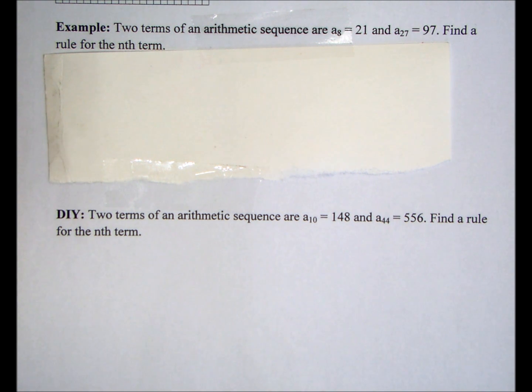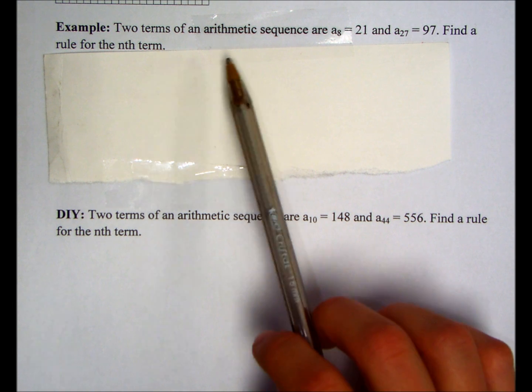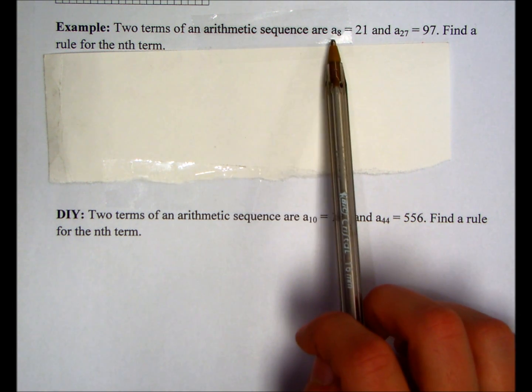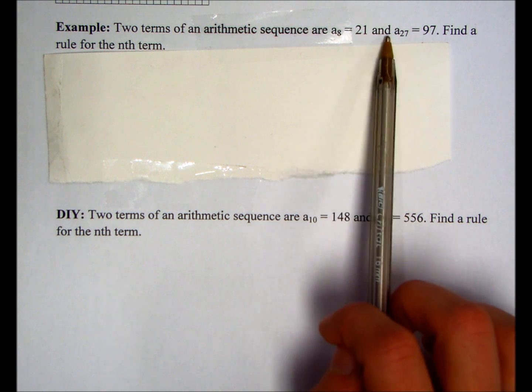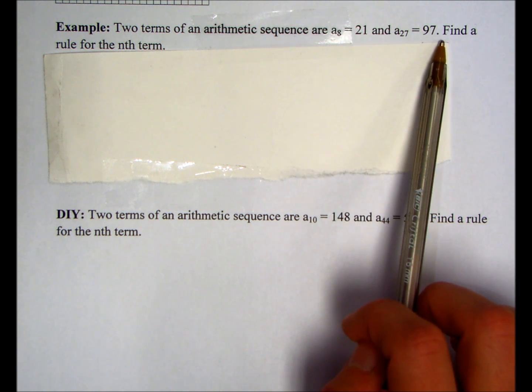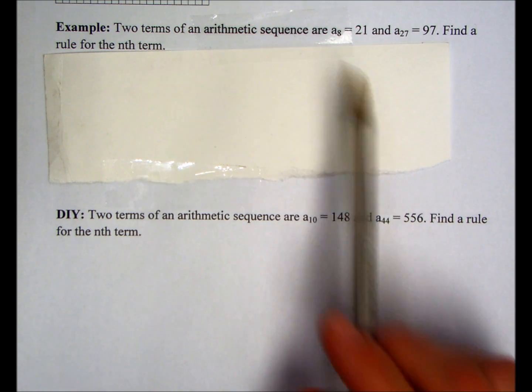So if we look at this next example, we're doing the same thing as before. We're still writing the rule for the nth term, but we have to do a little more work to be able to get this rule. So they do tell us that it is an arithmetic sequence. a sub 8 is equal to 21, and a sub 27 is equal to 97. So we're going to have to use this information.